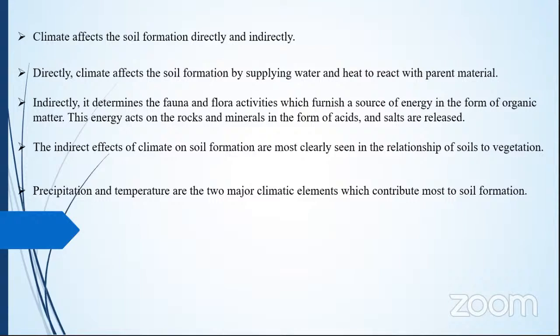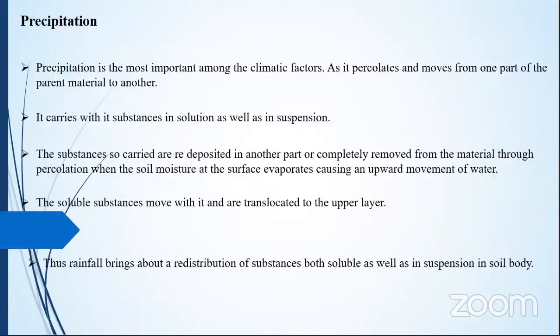So precipitation and temperature are the two major climatic elements which contribute to soil formation. See students, precipitation is nothing but water or rainfall. Precipitation and temperature are the two important factors which contribute to soil formation. Now we will see what precipitation or rainfall is. Mostly it is a very important soil forming factor.